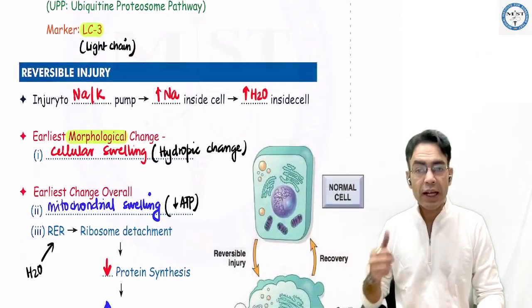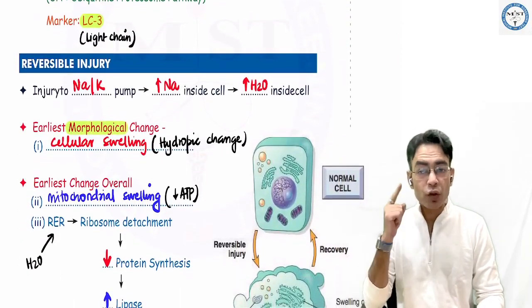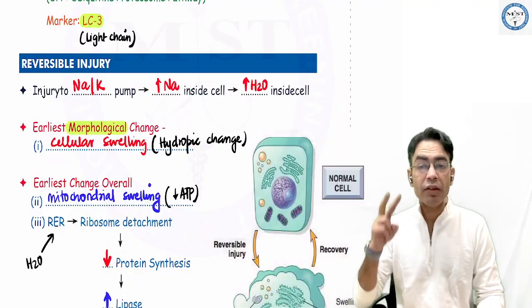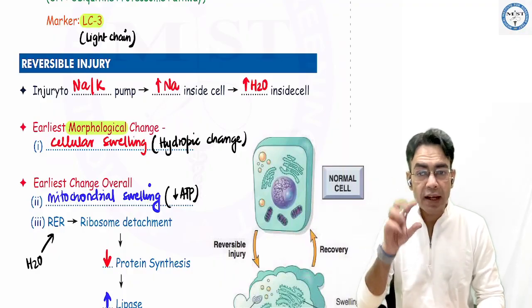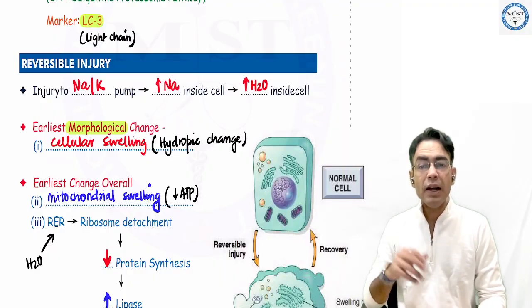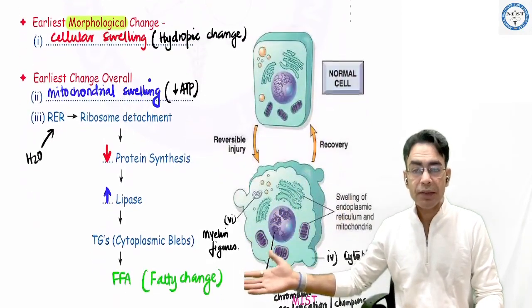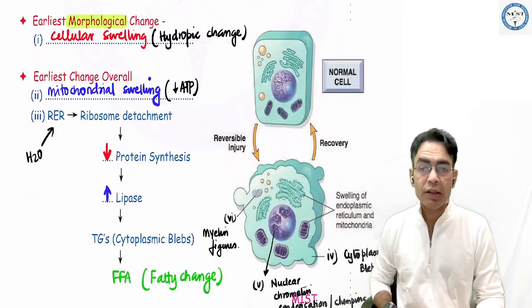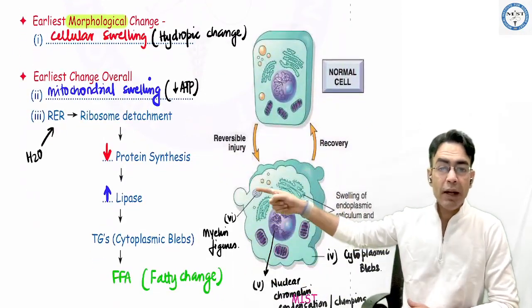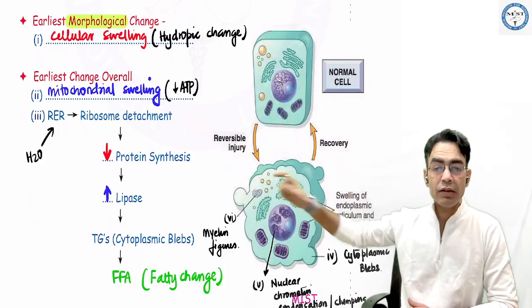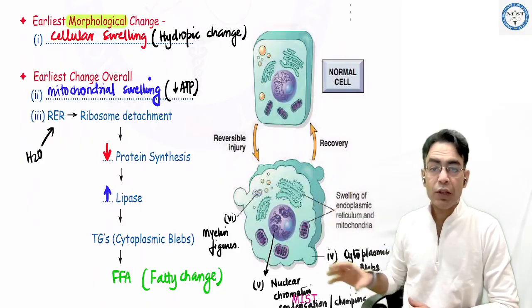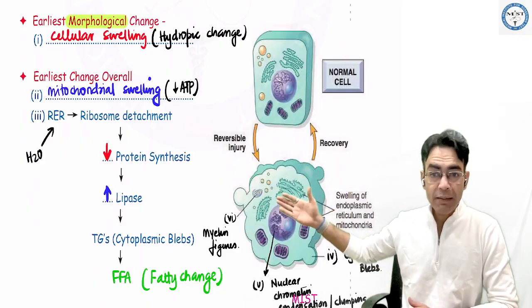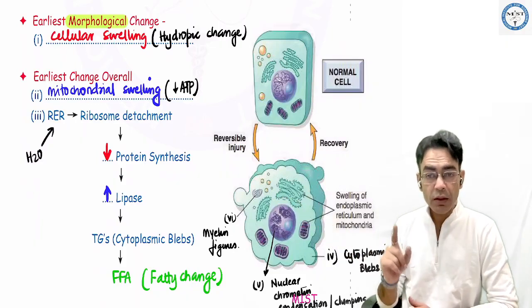In a reversible injury, the ion responsible is sodium. The first overall change is mitochondrial swelling. The first morphological change that you will see is cellular swelling. Other changes could be fatty change, leading to fat droplet deposits inside the cell, cytoplasmic blebs, where the outpouching of the cell membrane is seen. Then you have your organelle damage inside, but all reversible.